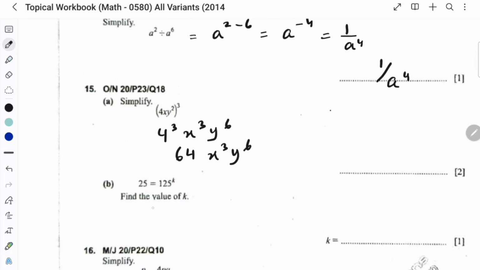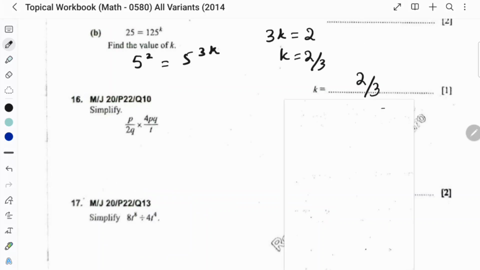So 25 we can write down as 5 square, and this is 5 cube. Okay, so we will write down 3k is equals to 2 and k will be equals to 2 over 3. K is equals to 2 over 3. Common mistake what the students do, they just write down that is 3 over 2, which is wrong.